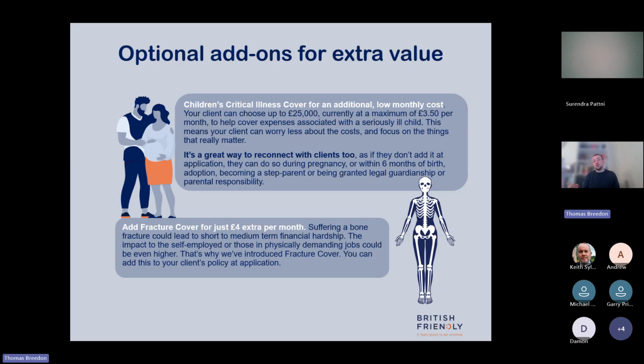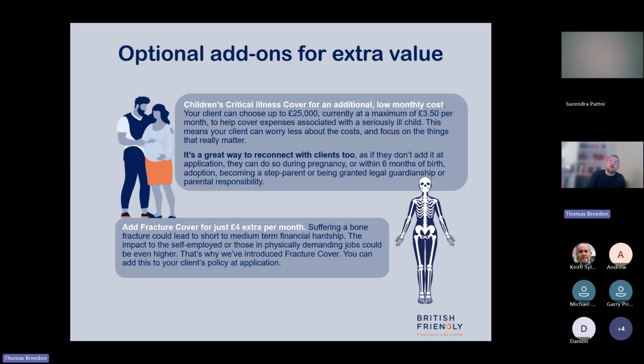Currently, as it says there, for £25,000 worth of cover, additional premium is coming out at £3.50 a month. Now, £3.50 a month will cover every single one of your client's children as well. So if you've got 1 child, £3.50. For 8 children, £3.50, and all children will be covered for that amount as well. Okay. It can be added during pregnancy, within 6 months of birth, adoption, or becoming a legal guardian. We have got a leaflet on there which shows all of the conditions that are covered.